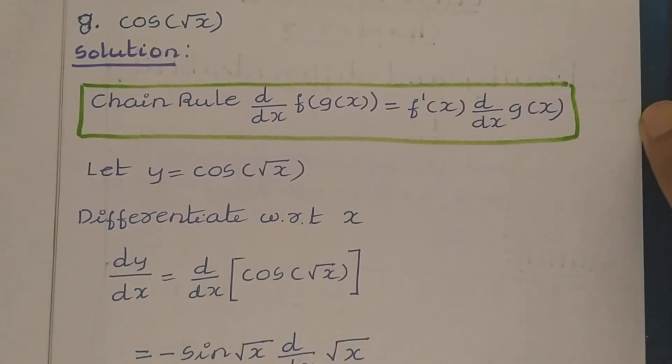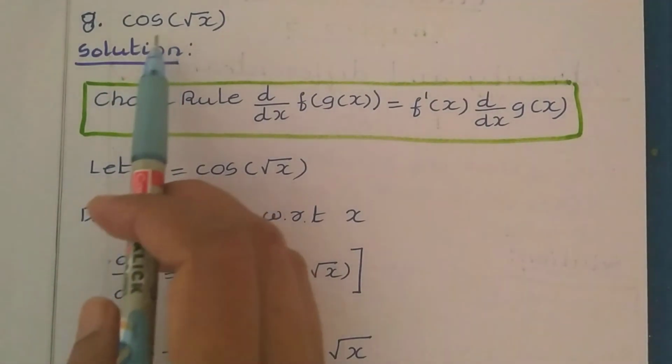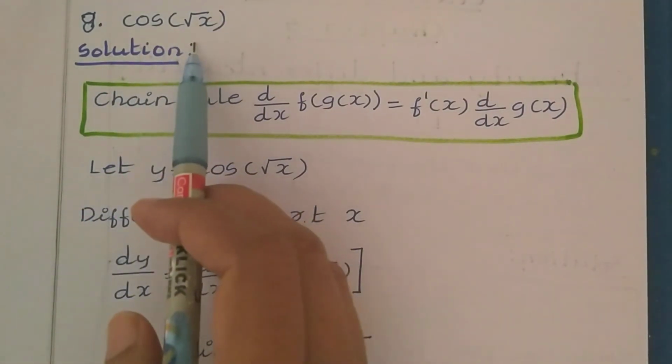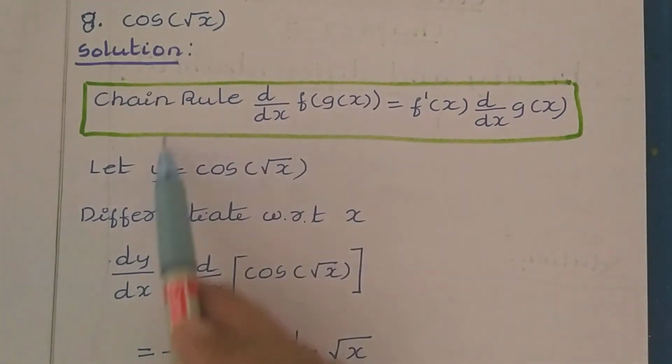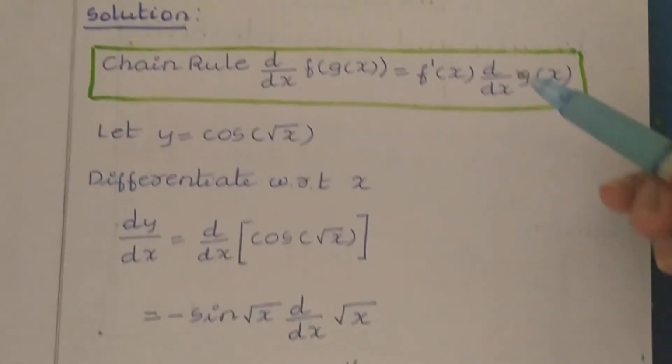Question number 8, cos square root of x. Here we have composite function. One is cos, another one is square root of x. First, let us take this function as y. Y is equal to cos square root of x. Now, let us differentiate this function with respect to x.